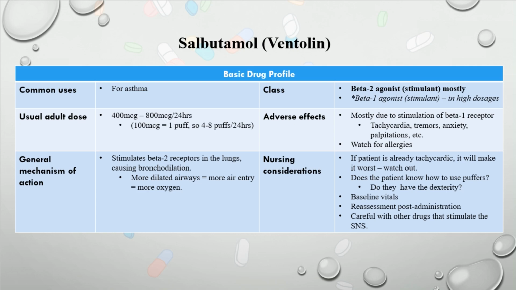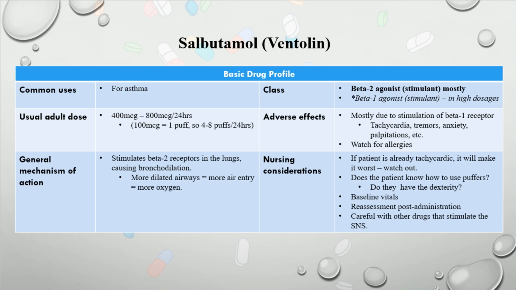Some of the adverse effects are mostly related to the fact that it can potentially bind to beta-1 receptors and affect the heart, therefore leading to a fast heart rate. And with a fast heart rate, people can get anxious, palpitations, tremors, etc. And as with any medication, we're going to watch for allergies as well.